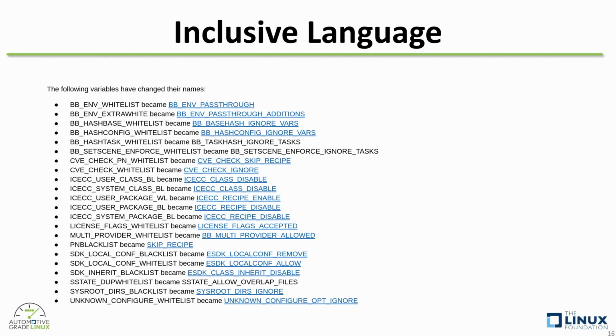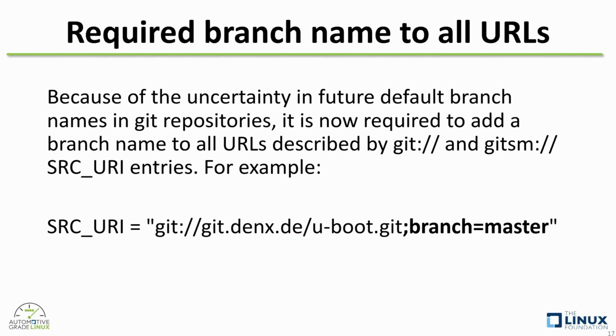Inclusive language, basically a lot of variable names changed from whitelist or blacklist, well, they were renamed to more meaningful names. You might find out about that if you are doing your own layer. But Yocto will warn you about one of the variables being deprecated.